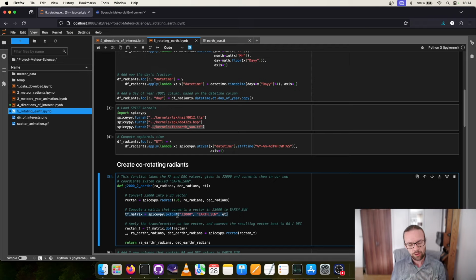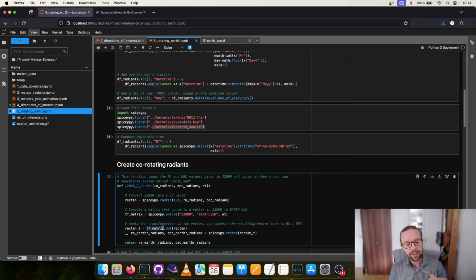Now we compute a matrix that converts between J2000 and this Earth Sun system. This will provide a transformation matrix. So we have to apply this matrix to our original vector of our J2000 radiants. And this is time dependent, so this is why we have the ET value. And this is the reason why we have to execute this function for each individual meteor. Of course, within a day, it's not a lot of change, but if you want to be highly precise, then you have to do it for every nanosecond, basically. So this is what we do here.